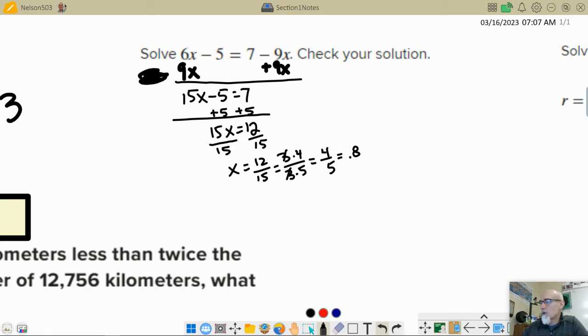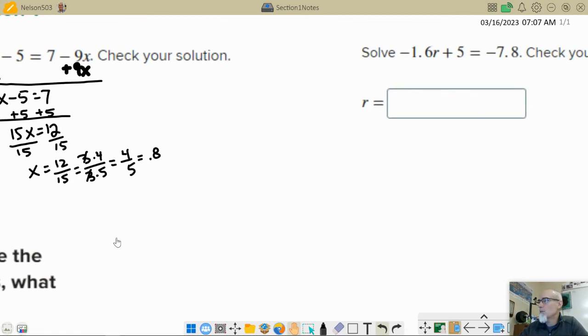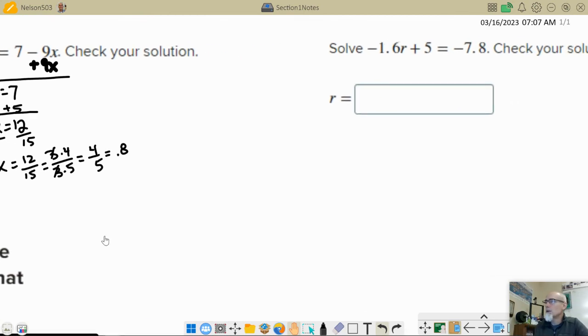Okay, on question number 2, let's take a look and see if you did okay on question number 2. Well, let's see. I kind of survey the situation. I have an R over here on this side. I got a constant over here. I don't have an R on the other side. So I'm going to start by subtracting 5 from both sides.